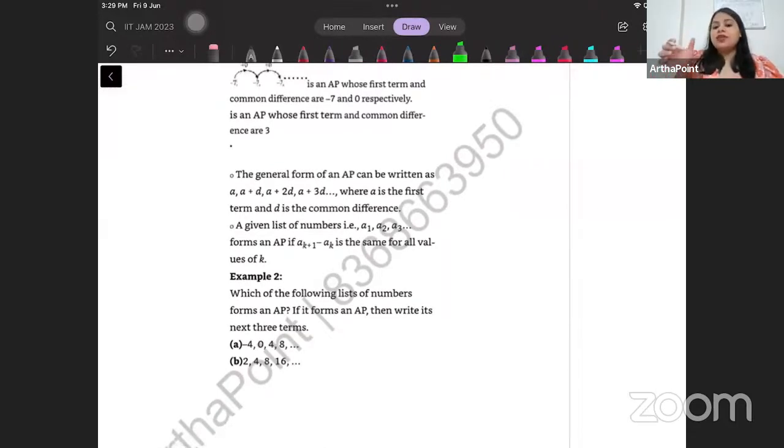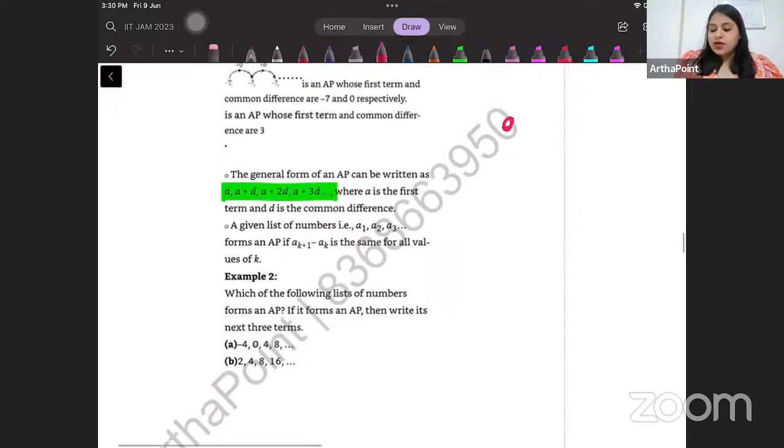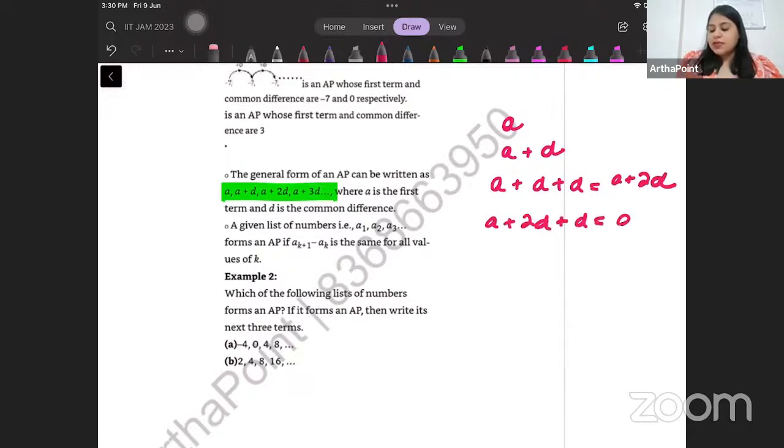But before that, let me give you the notation of AP. Whenever things are in AP, it can be written like this. So you have the first term as A. In the second term, you will add a common difference D. In the third term, you will add another D, so it becomes A plus 2D. Then you will add another D to the last term, so it will become A plus 3D, and so on and so forth. This will be your AP.